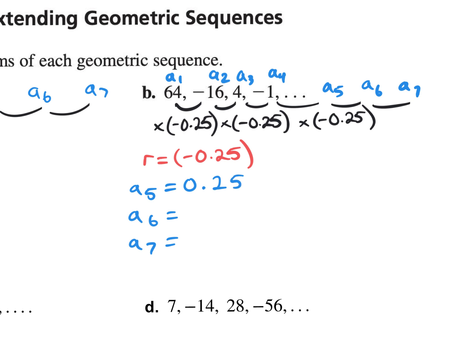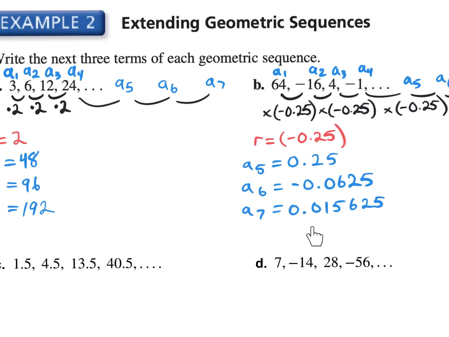So negative 1 times negative 0.25 gives us 0.25. 0.25 times negative 0.25 gives us the next step. And then we take that number and multiply it by negative 0.25 one final time to get an even smaller decimal.